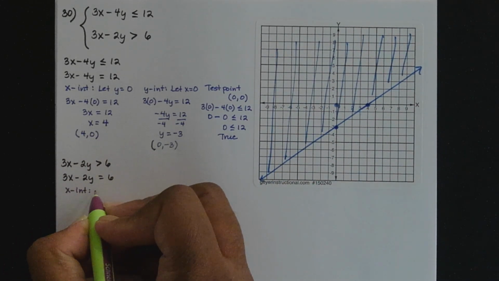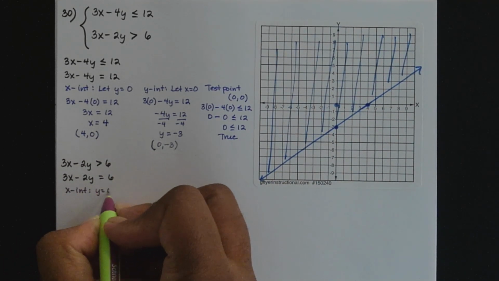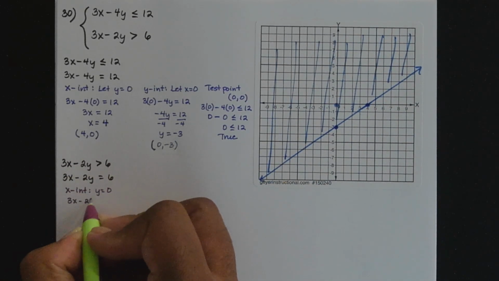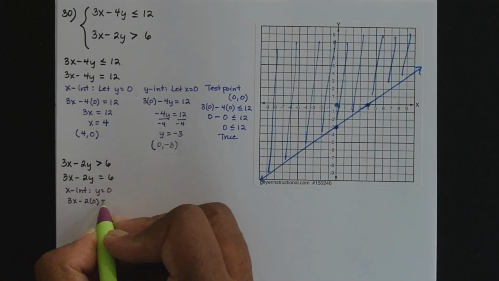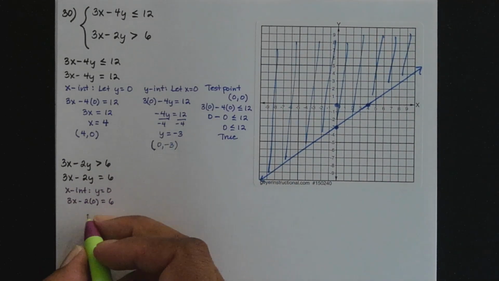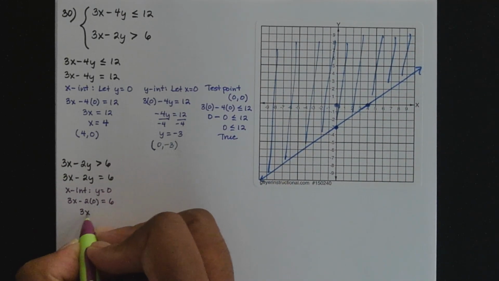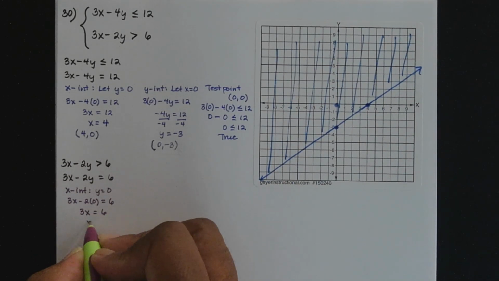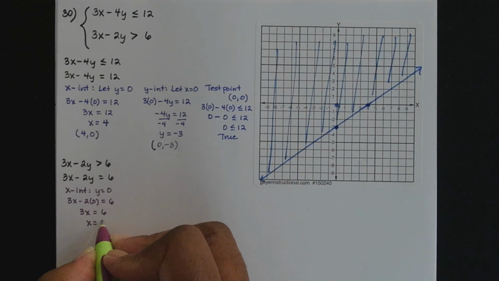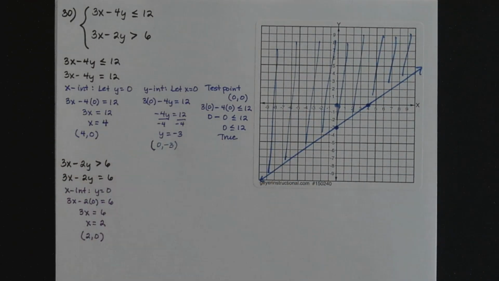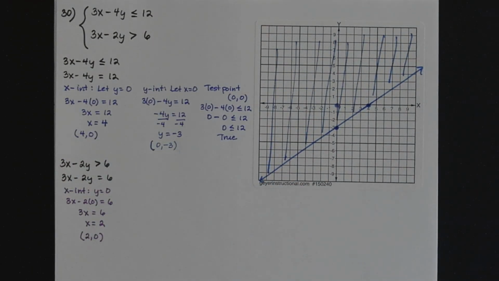So for the x-intercept, we let y equal 0. So that means I'm going to have 3x minus 2 times y, which is 0, and that's going to be equal to 6. Well, 2 times 0 is 0, so that means that 3x has to be equal to 6, and x has to be equal to what? Has to be equal to 2. So it'll be 2, 0 for the x-intercept.